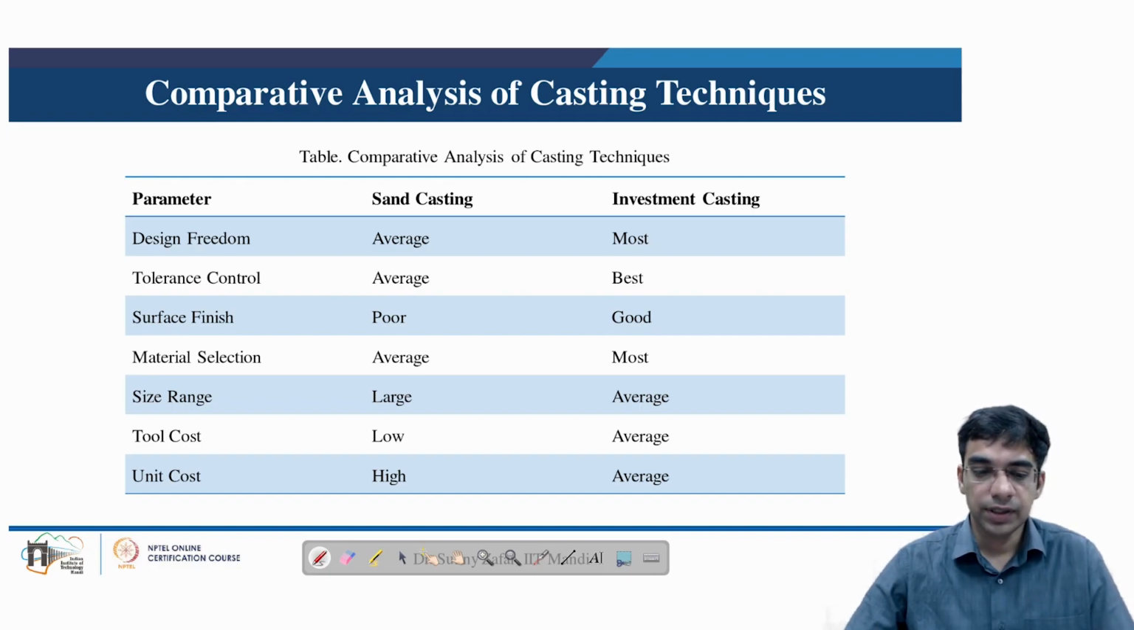The surface finish is poor in the case of sand casting, whereas we get a very good surface finish in the case of investment casting. Material selection: sand casting is more popular with ferrous based materials, whereas investment casting has wide flexibility over materials, ferrous or non-ferrous. Large components are possible with sand casting, whereas average sized components are possible with investment casting. Cost, that is unit cost and tooling cost, is low for sand casting, whereas it is high or average for the investment casting process.